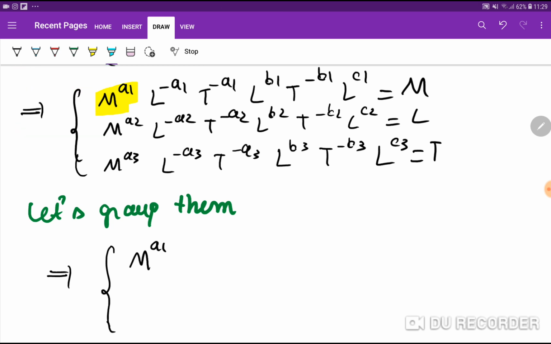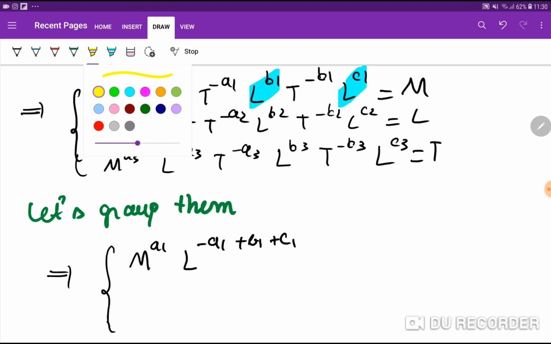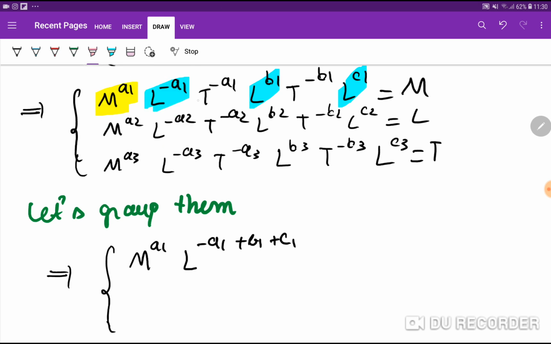For L, we have L to the power negative A1, L to the power B1, L to the power C1. So L to the power negative A1 plus B1 plus C1. And how about T? For T, we have T to the power negative A1 and T to the power negative B1. So T to the power negative A1 minus B1 equals M. I'll group it as MLT.